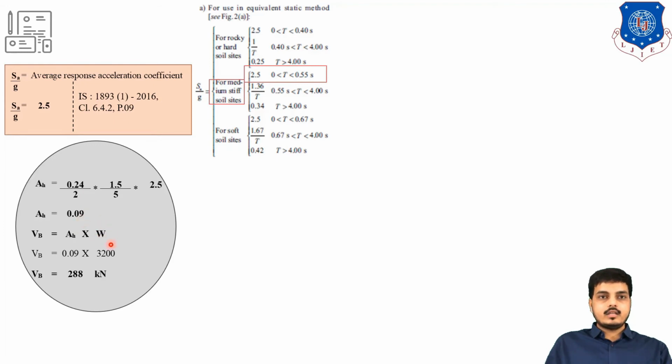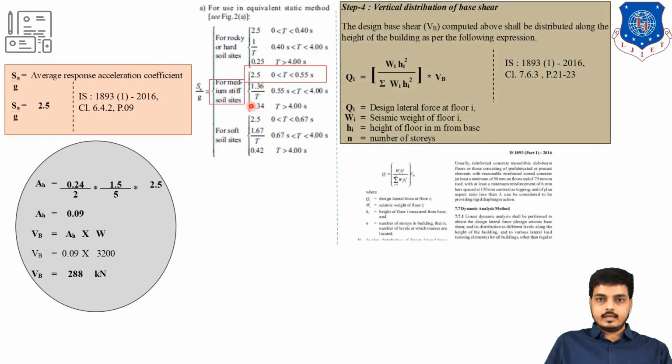I have already found out in step number 1 the value of W. After multiplying it I am getting my base shear value as 288 kN. This has been found out for the particular floor. Now I have to apply this base shear at the particular height step by step. There are 3 stories, so look how we will be doing it.